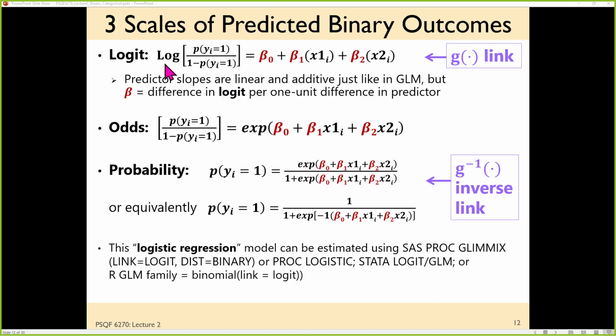So logit is the log of the odds. So it's the probability of a 1 over the probability of a 0, log of that. If you're predicting logits, your linear model here looks the same as normal. Pun intended, right? Because it's normal distribution, same as normal.